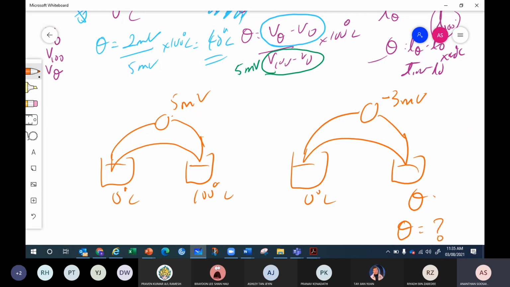One minute for you. This is the technique I told you. Calculate for me. You can send me the answer, WhatsApp me. 0 to 100 is 5 millivolt. 0 to theta is negative 3 millivolt. What is the value of theta? What temperature do you think it should be? Please WhatsApp me the answer.